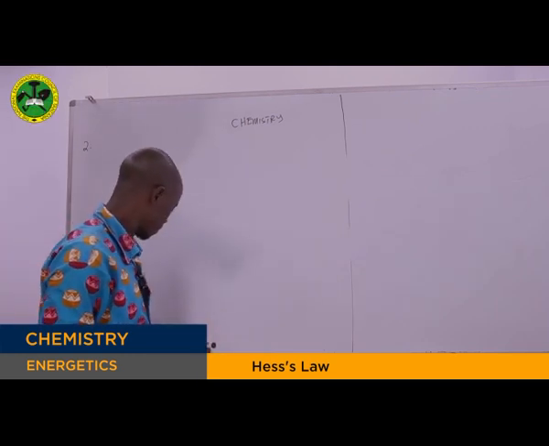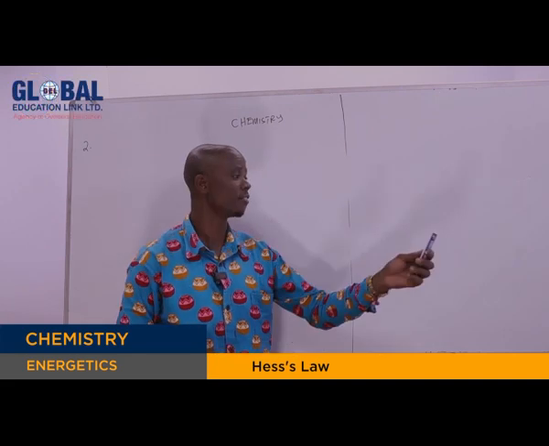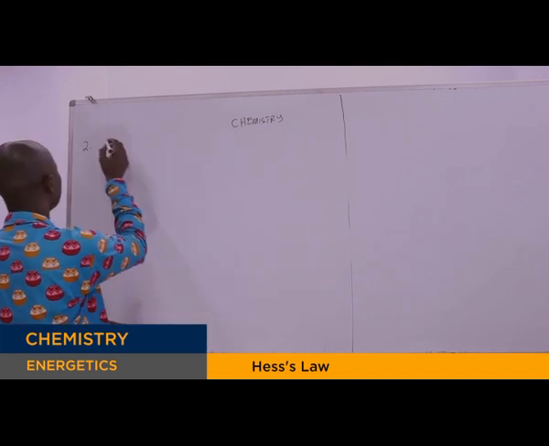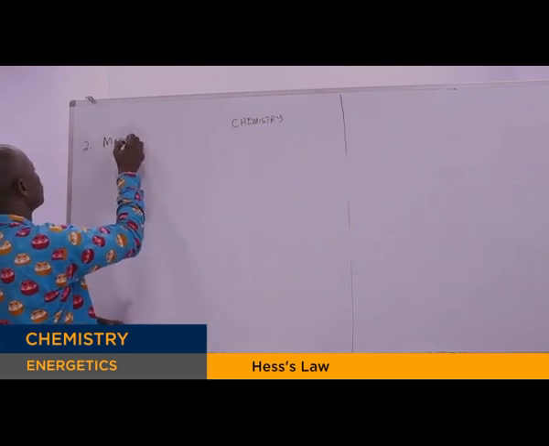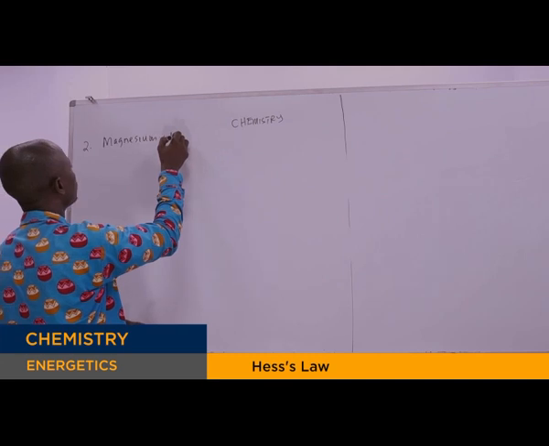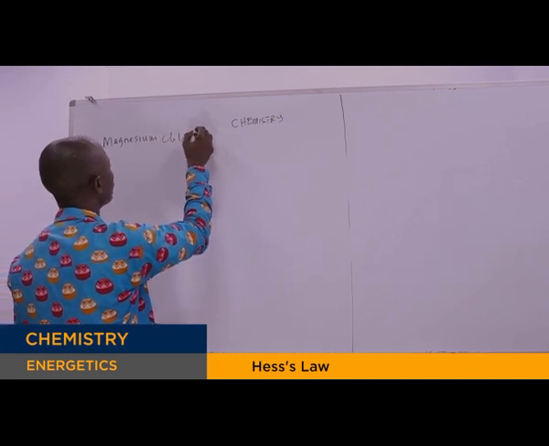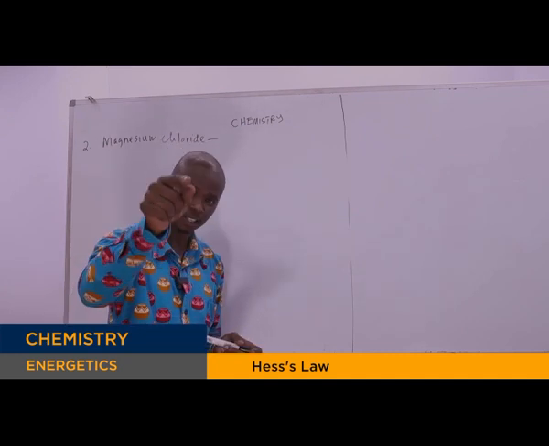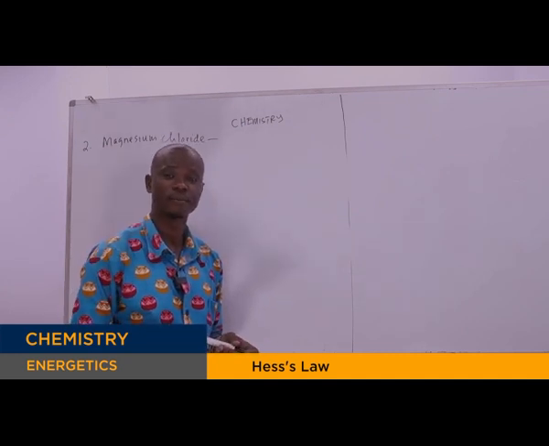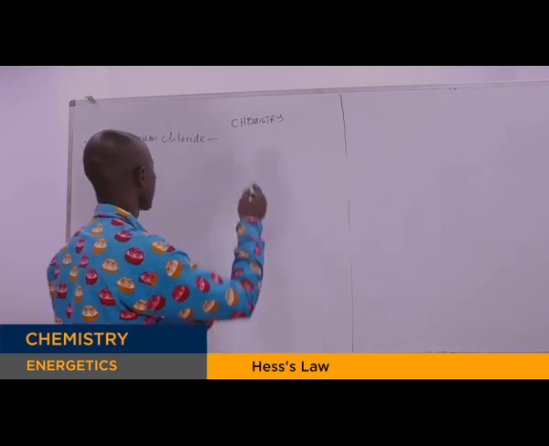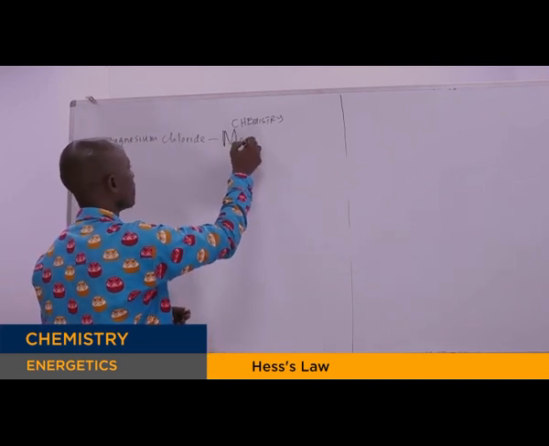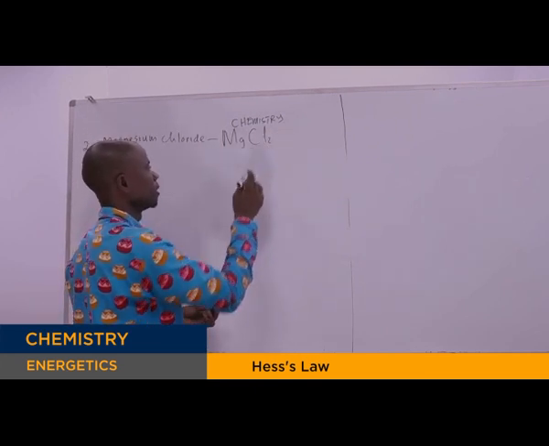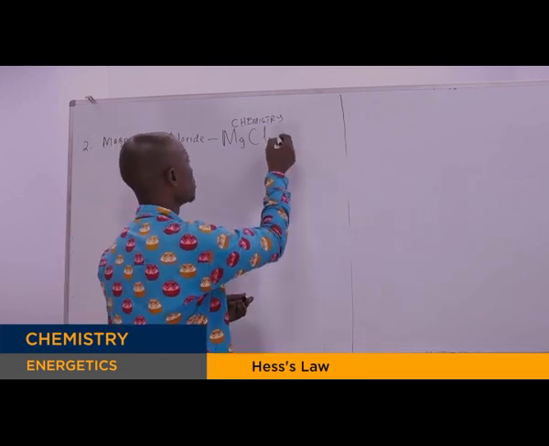First we have to write the formula of the compound. The compound is magnesium chloride. How do you write the formula of magnesium chloride, my dear students? I'm sure that you have written it. Now, let's write together here. This is magnesium chloride. This is magnesium chloride. This is an ionic solid.